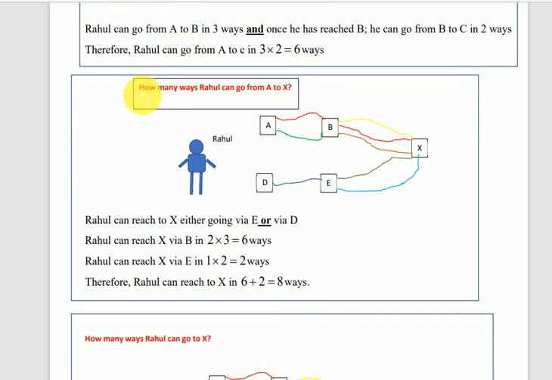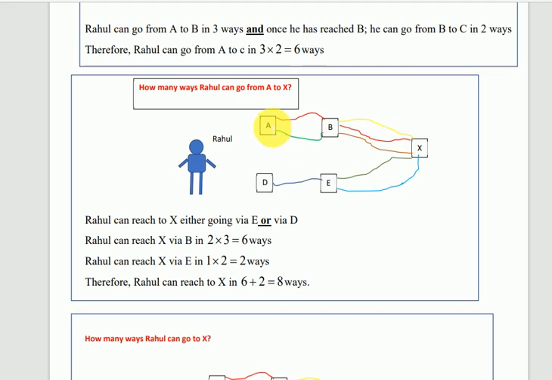The question is, how many ways can Rahul go from A to X? Suppose Rahul is at home, and he has to go to X. So he can start from A and reach X via B, or he can start at D and reach X via E. That means Rahul can follow this route or this route. Understand?